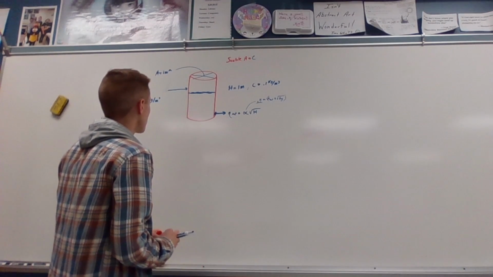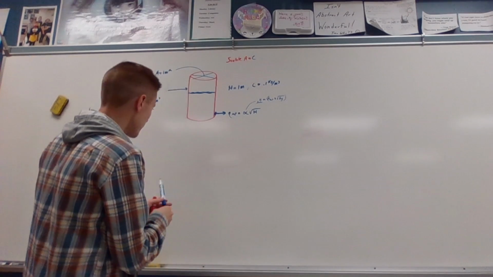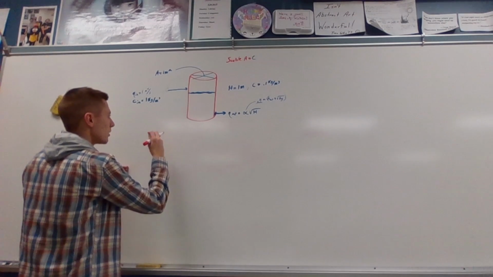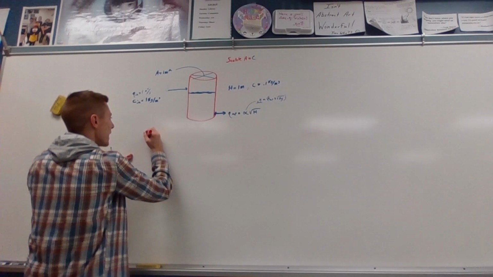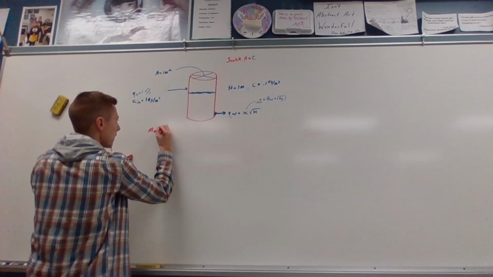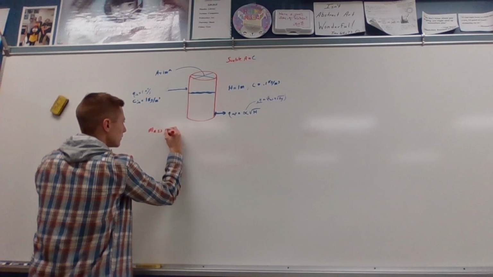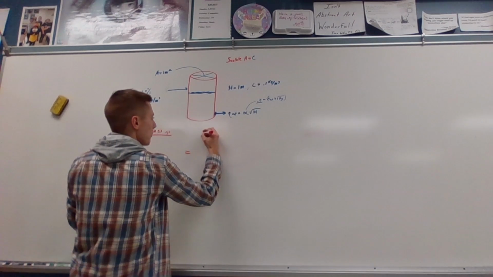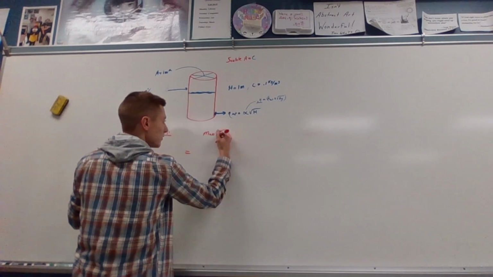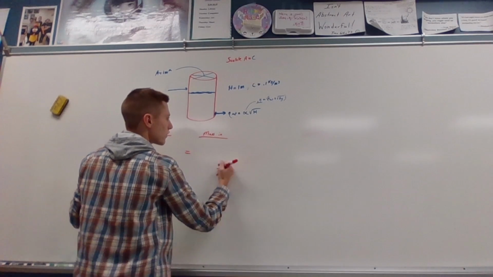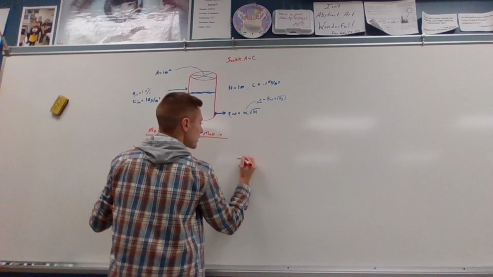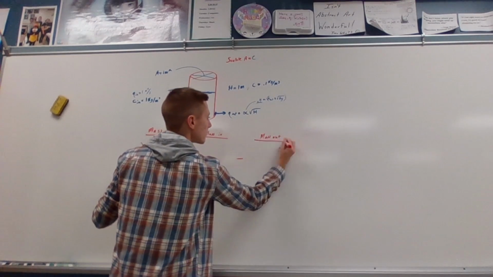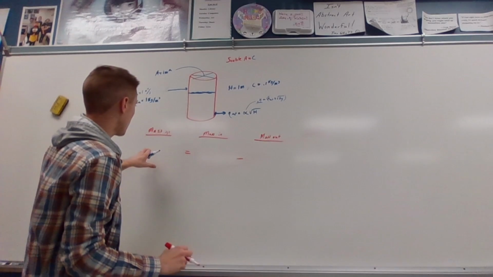Okay. So now that we have this, we can actually go into the mass balance portion of this. So we can start writing that out. We're going to write this in terms of different points. So we have the mass of the system is equal to the mass coming in minus the mass going out. Okay? So now we can start writing this.